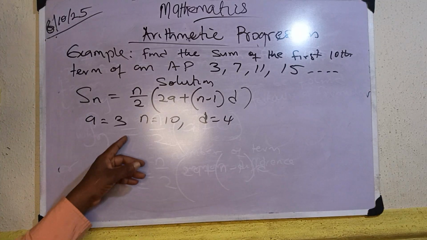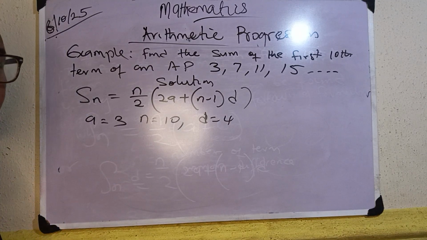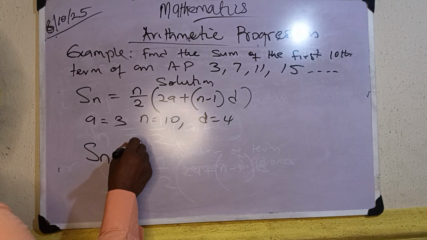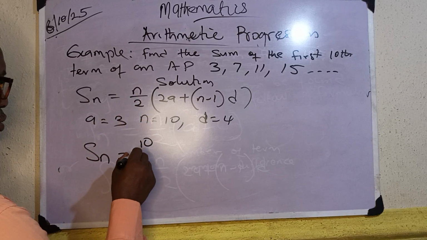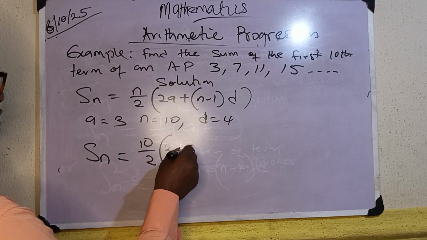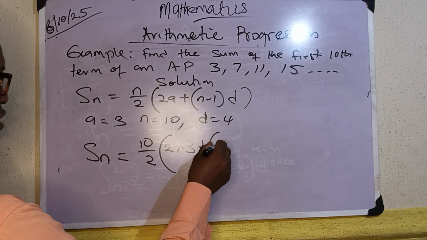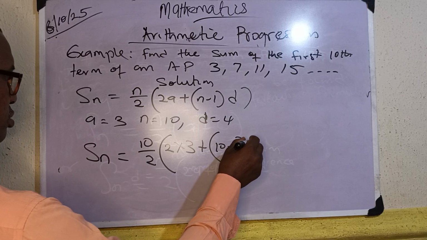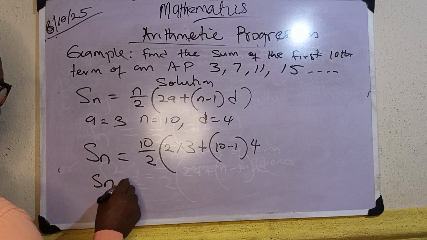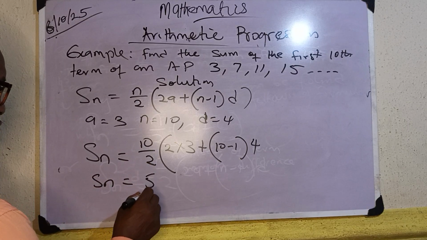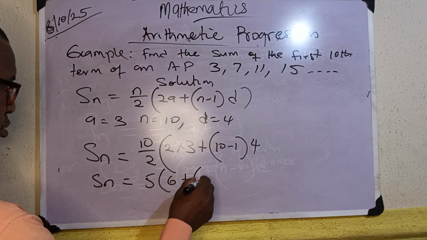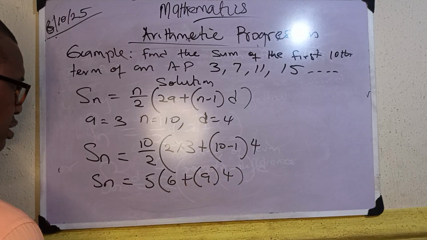Next thing to do, we're going to substitute our figures into our formula. The sum of an AP is equal to, our n is 10, over 2, bracket open, 2 times 3 plus bracket open 10 minus 1 times d. Our d is 4. So Sn is equal to 5, because 10 divided by 2 is 5, bracket, 2 times 3 is 6, plus 10 minus 1 is 9, into 4.